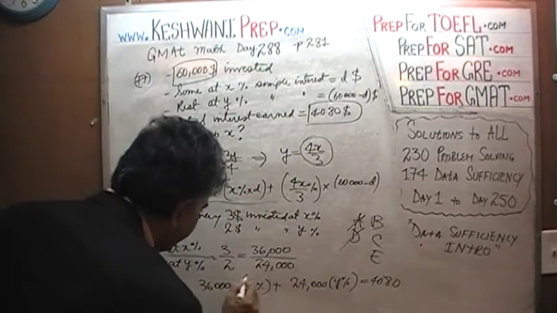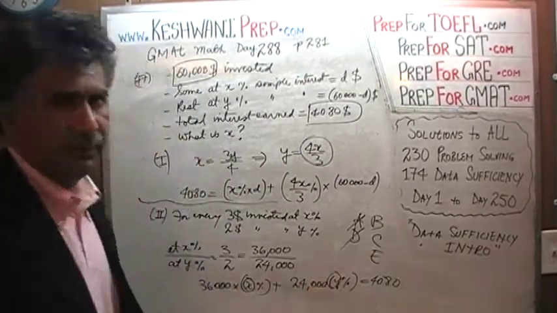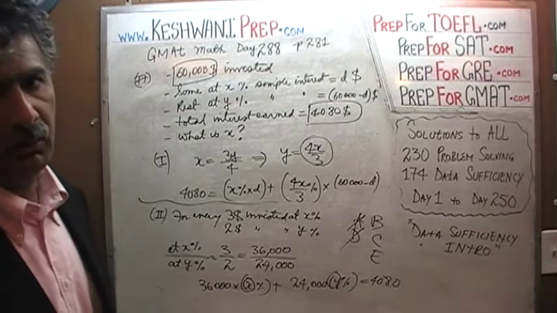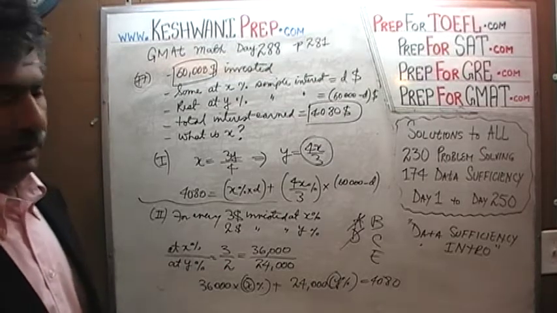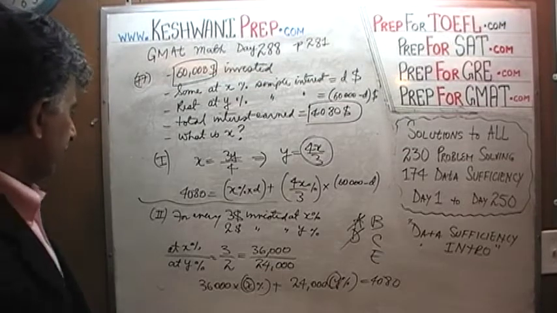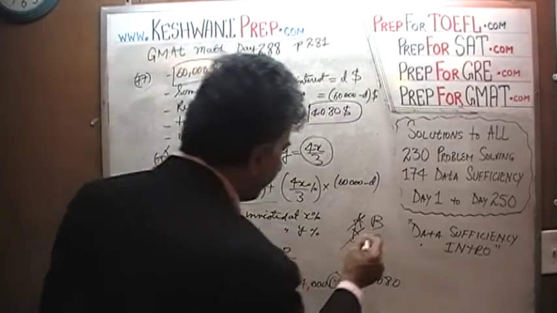We have two unknowns. We have the X and we have the Y. We cannot figure out the value of the X and the Y from one equation. We have one equation and two unknowns. It's not enough at all. The second statement by itself is also not enough. The answer cannot be B.